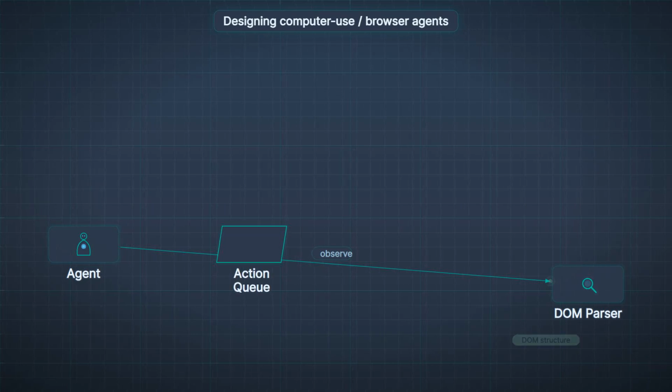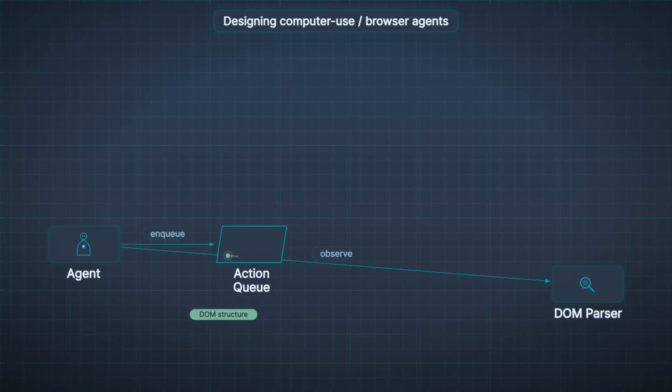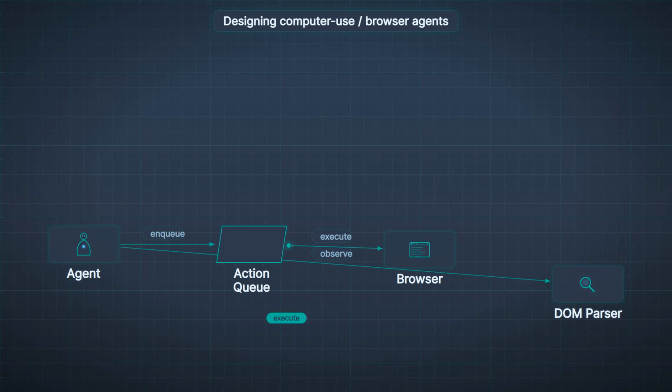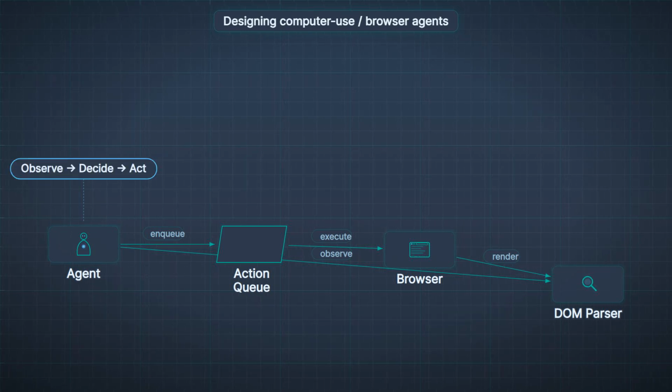The parser returns the DOM structure, and the agent decides what to do next by enqueuing an action into the action queue. The action queue holds the next action and hands it to the browser for execution. The browser executes the action, updating the page. Then it sends the new DOM back to the parser and the loop repeats. That's the core loop: observe, decide, act.